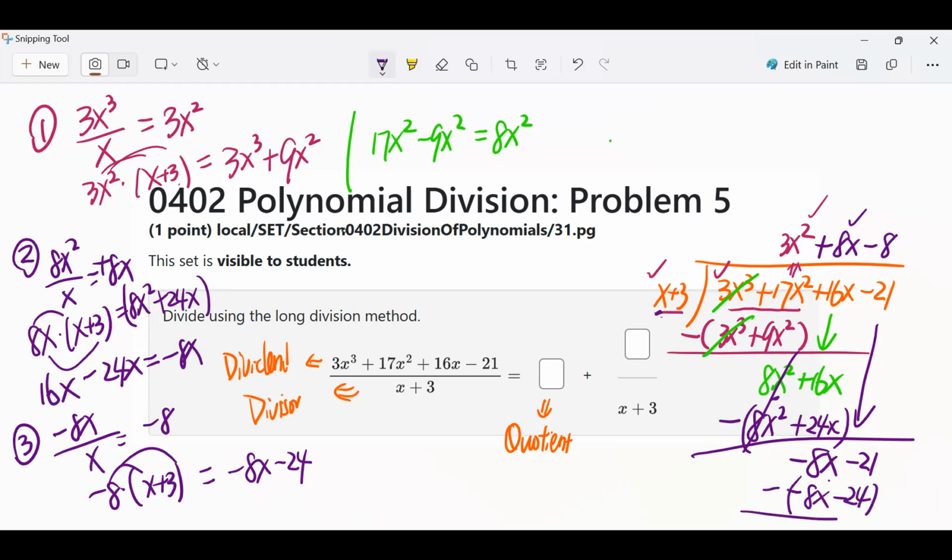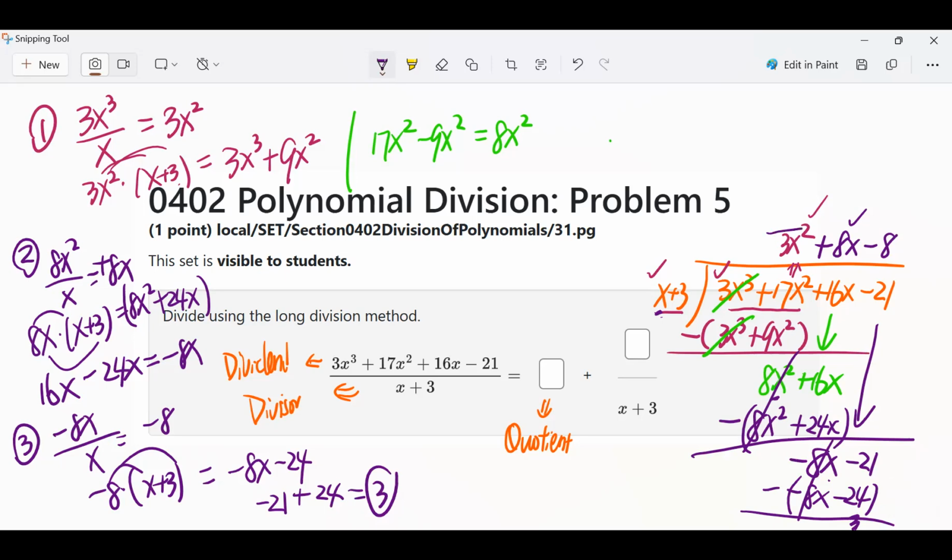And then when you subtract it, right, minus ax minus minus become plus, they cancel each other. We get minus 21, adding 24. And that gives us 3. Okay, so the answer is 3 here. Remainder is 3.